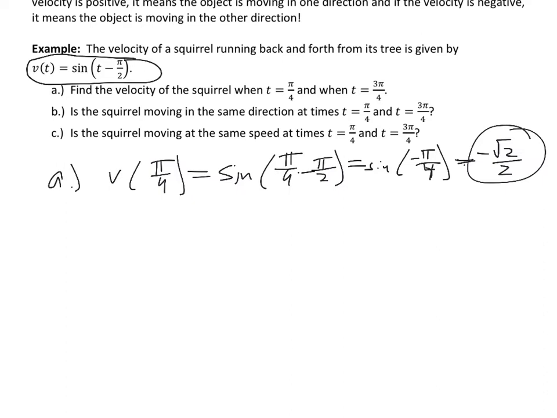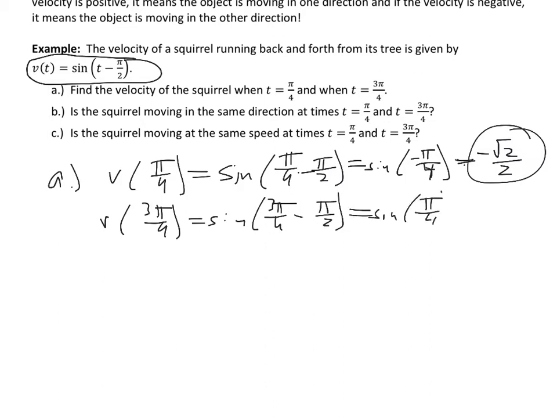Okay. What about at 3 pi over 4? Okay. At 3 pi over 4, we would have the sine of 3 pi over 4 minus pi over 2, which would be the sine of positive pi over 4. And that we know is positive square root of 2 over 2.